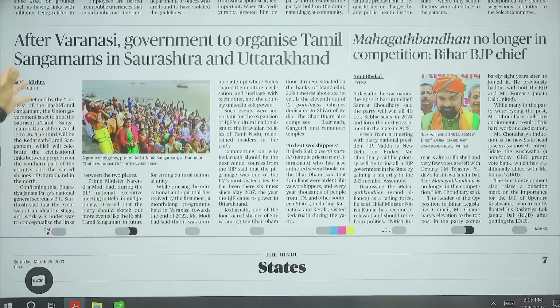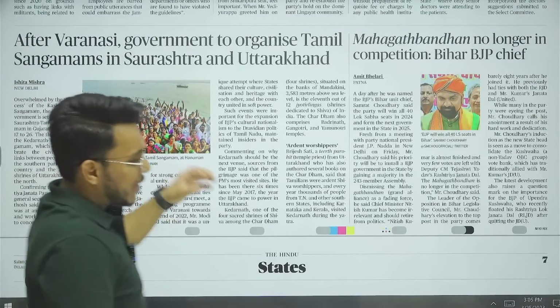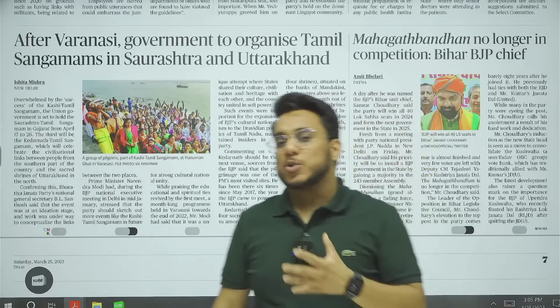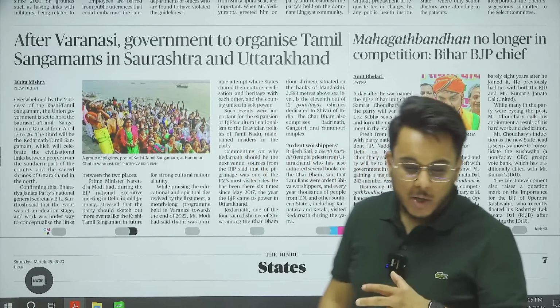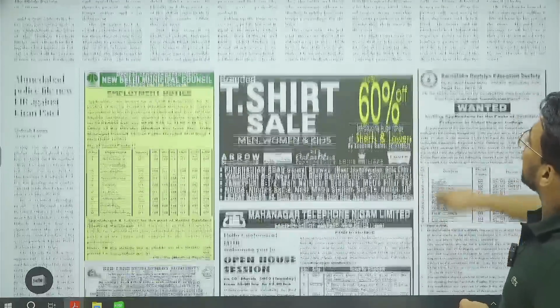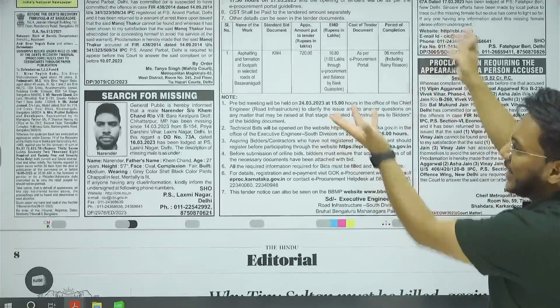Here we see: after Varanasi, government to organize the Tamil Sangamam in Saurashtra and Uttarakhand. So we will see this Kashi Tamil Sangamam that was organized earlier. It is a part of Ek Bharat Shreshtha Bharat. We'll take this particular article. Then, further moving on, after that again these tenders and advertisements and notices are there.